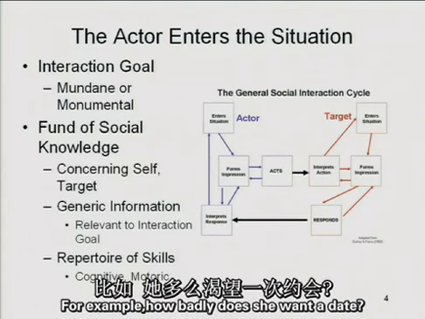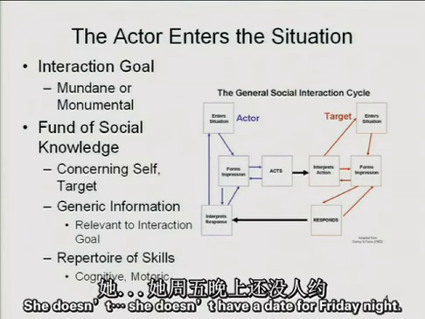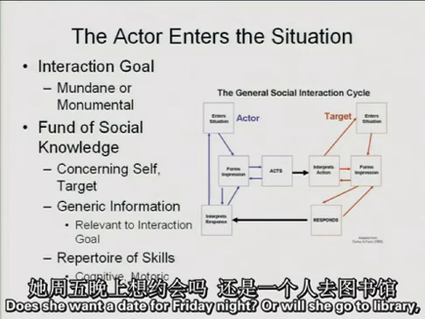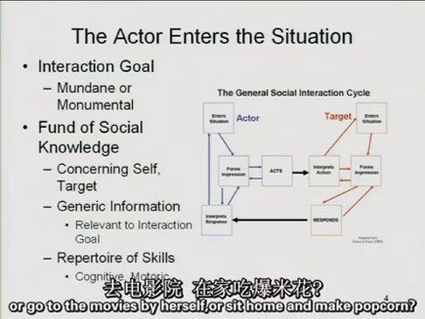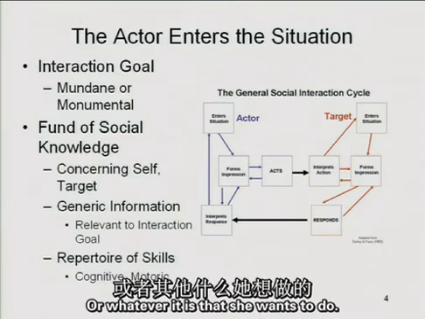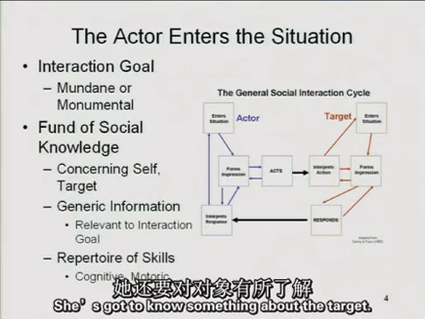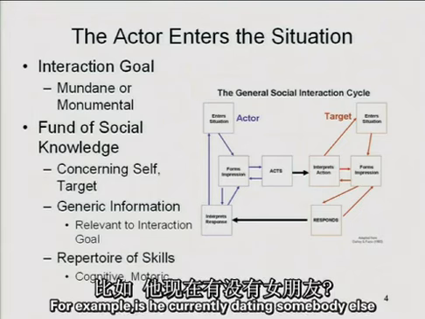For example, how badly does she want a date? She obviously doesn't have a date for Friday night. Does she want a date for Friday night, or will she go to the library or go to the movies by herself or sit home and make popcorn or whatever it is that she wants to do? She's got to know something about the target. For example, is he currently dating somebody else?